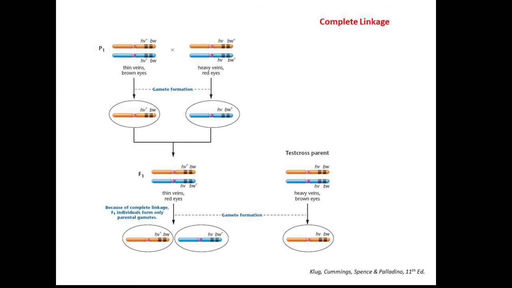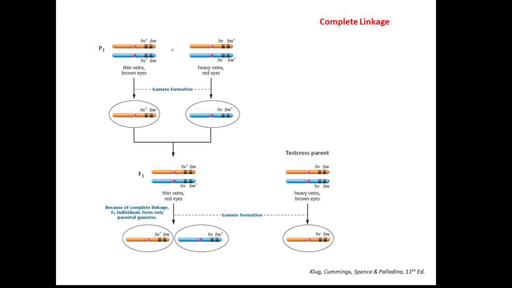HV plus is a red color eye, HV is a white color eye, BW plus is having thick venation, and BW is having thinner vein. So these are the phenotypes: brown eye and thin vein, crossed with heavy veins and red eye. Okay, so these are the conformations.